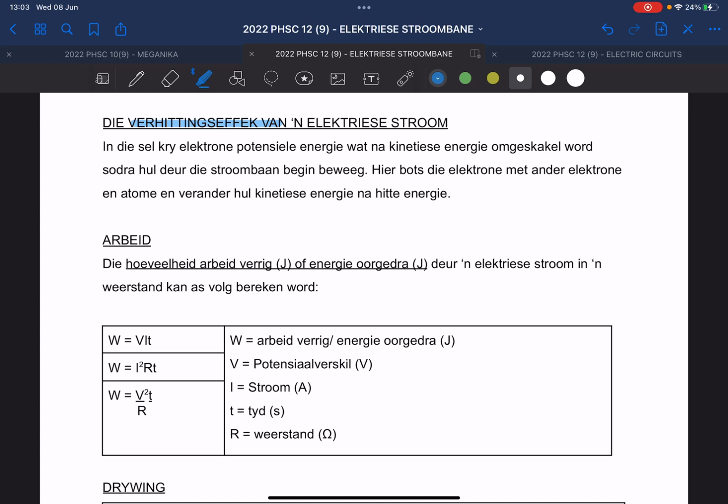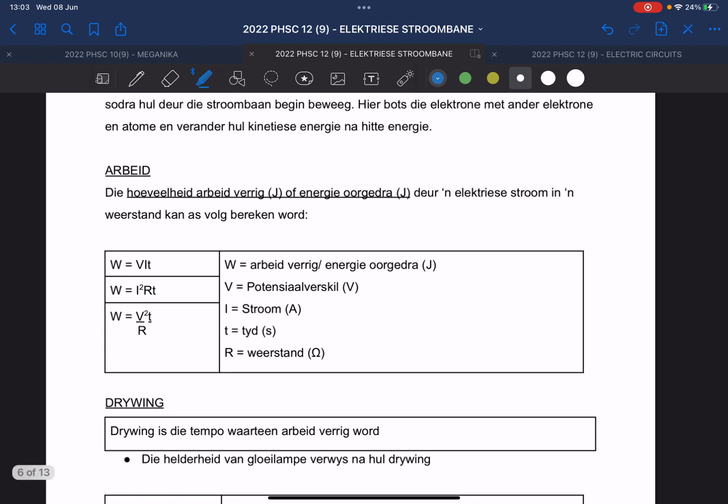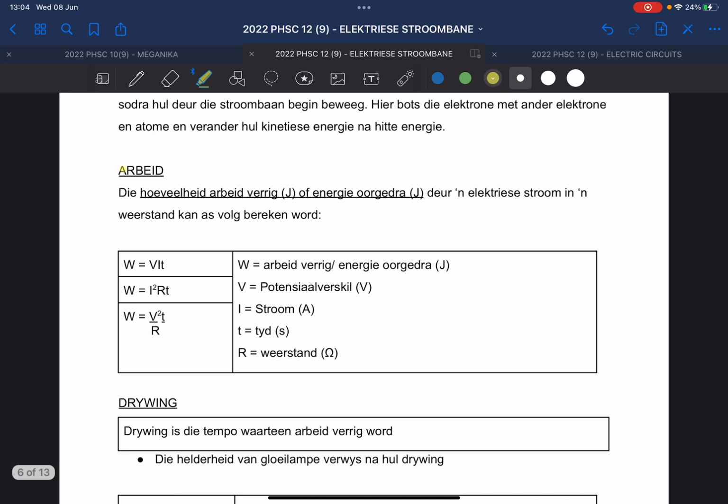Why does it heat up? Because they collide. Hulle bots met mekaar. Nee, hoe meer hulle bots met mekaar, hoe meer hitte is daar en hoe meer energie gee dit uit. Okay, goed. Now, that is then linked in grade 11 to work, arbeid en drywing, power. Okay, so arbeid is work, drywing is power.